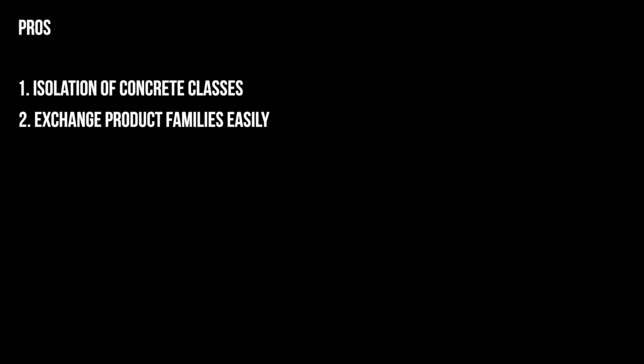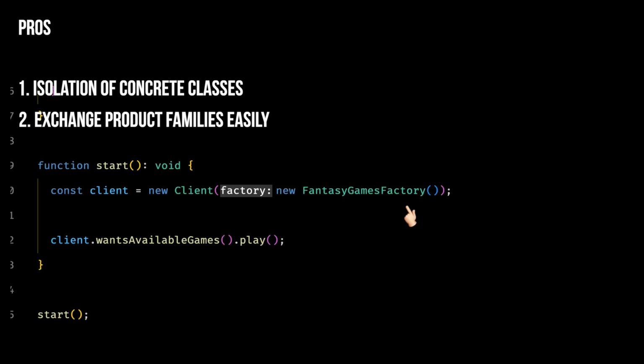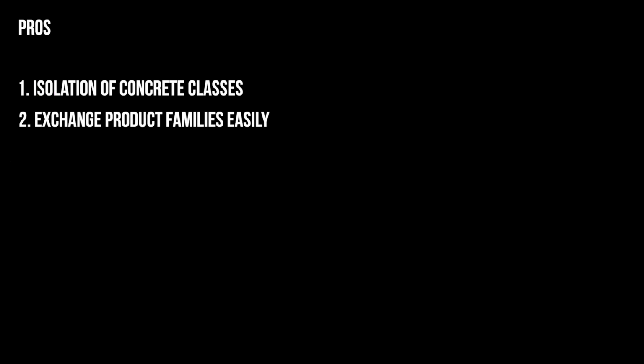It also makes it easy to exchange product families. If you ever need to change the product families, let's say you don't need any more Terror Game Factory and you want to use Fantasy Games Factory, everything will fit in because the methods are interchangeable and have the same signature. Your client will never know you changed them because what's going to be returned is always going to be the same.